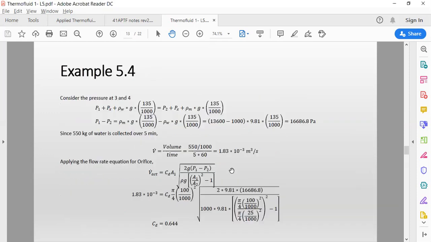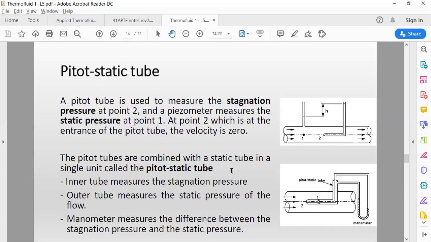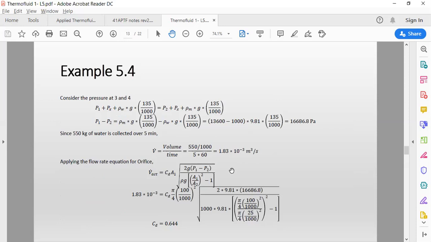I will stop here today for this chapter 5. I'm only going to cover this first part for chapter 5. Next week I will move on to the second part, which is on the pitot-static tube. Bear in mind that the principle of the pitot-static tube is almost similar to what we have learned today. But just to manage the content a bit, I've decided to stop here.